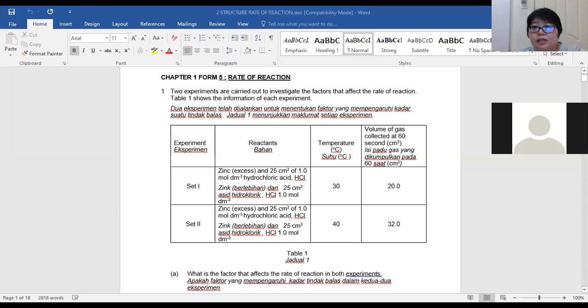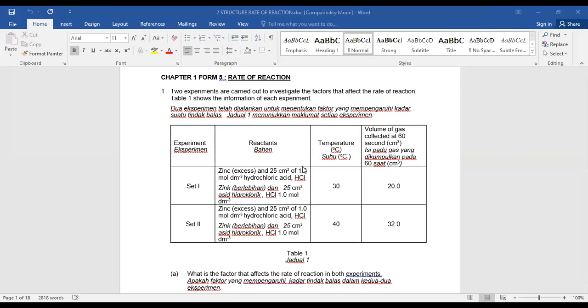Okay, now this is our second part of the lesson. We are now going to look at this question. Okay, please look at this question. Two experiments are carried out to investigate the factors affecting the rate of reaction. Okay, now see here.